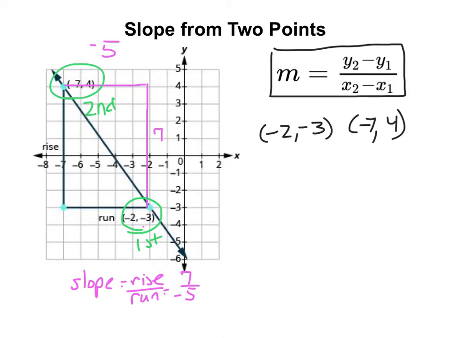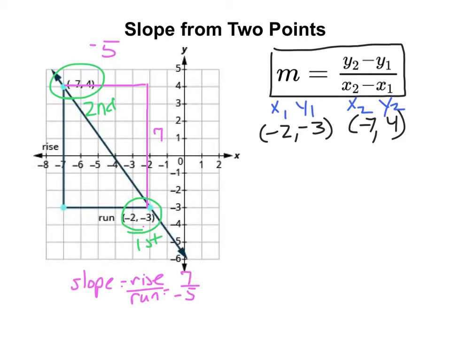Now, with that said, I need to identify my first point as x1 and y1. So that means these values right below them, this is the value for x1 and this is the value for y1, and this is the value for x2 and this is the value for y2. So the value for x2 is -7 and y2 is +4. So now at this point, all we do is we fill in what we know.